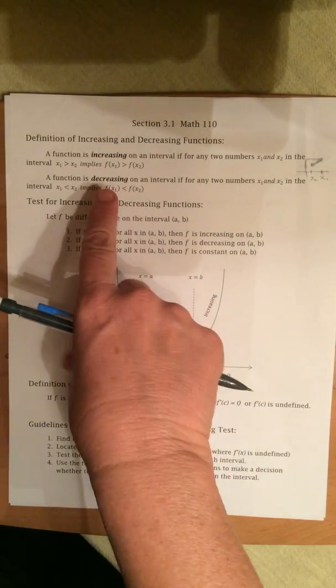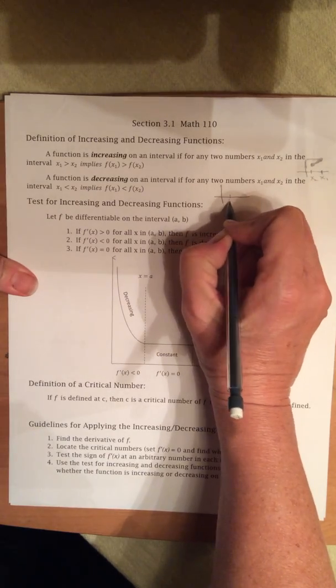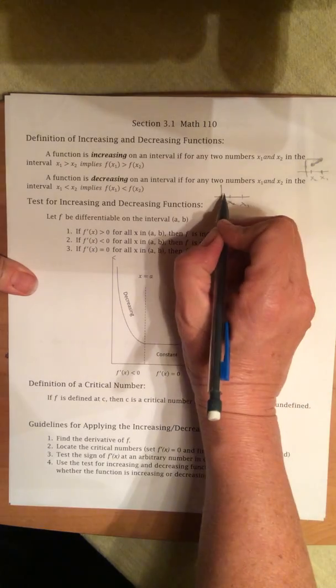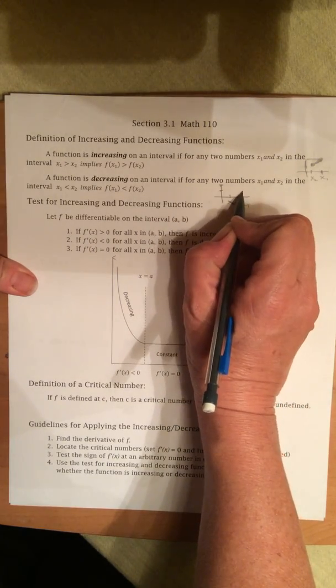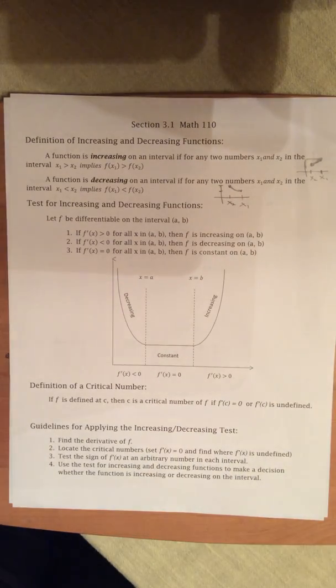And for the same reasoning, if we had x1 greater than x2, but the function value of x1 was less than the function value of x2, then our function would be decreasing. So that's what you knew from algebra class, Math 22, Algebra 2, about increasing and decreasing functions.